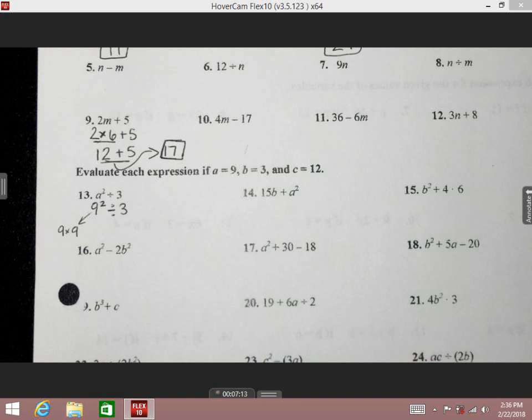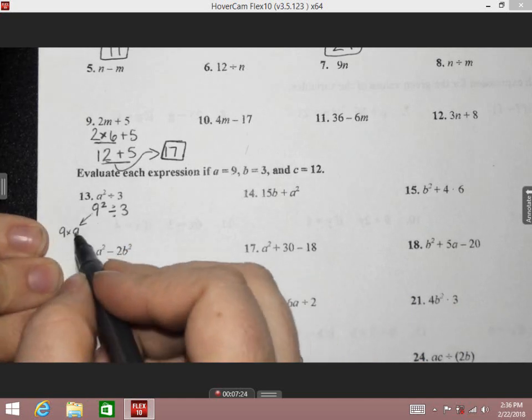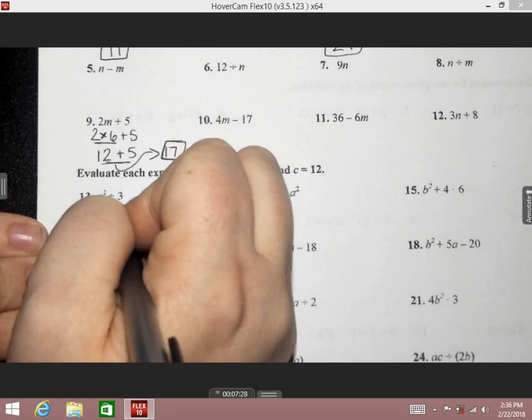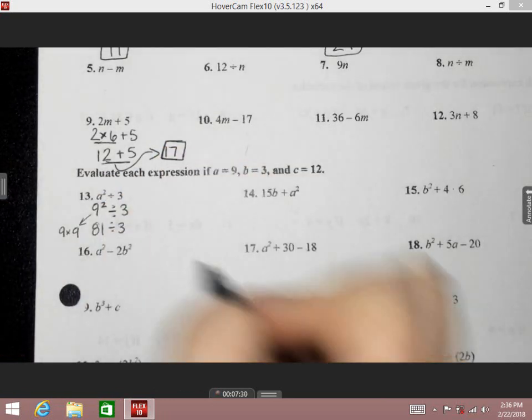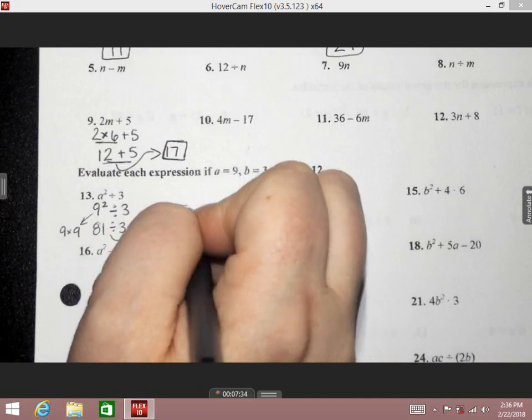Remember order of operations, please. There's no parentheses. Are there any exponents? Excuse me, yes there are. Okay, that sounded a lot funnier in my head. All right, so 9 times 9 gives me 81 divided by 3. Now it's just a division problem, thank you. Jumping ahead of me, 27 is my answer.